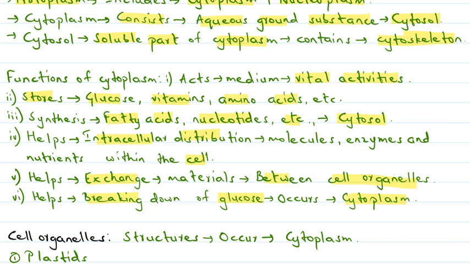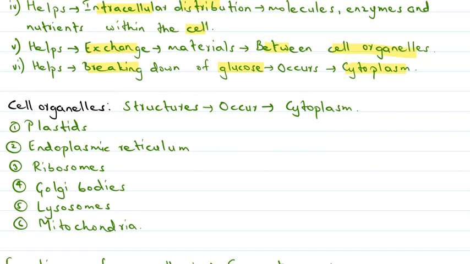Then we also discussed cell organelles. As we discussed, these cell organelles are present in the cytoplasm. A number of structures that occur in cytoplasm are known as cell organelles. The activities of the cell are performed by these membrane-bound structures. There are several cell organelles like the plastids, endoplasmic reticulum, ribosomes, Golgi bodies, lysosomes and mitochondria. We will be discussing each of these in detail in our next videos.